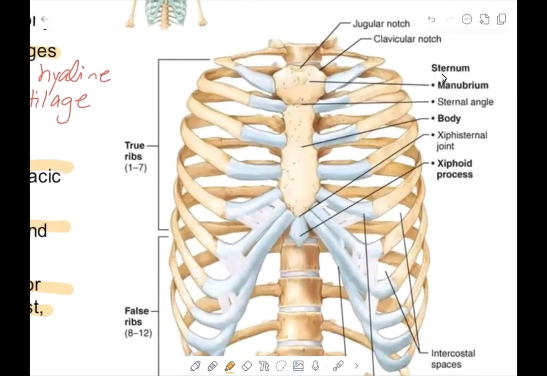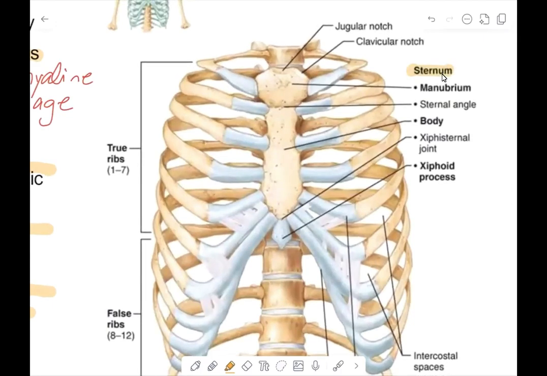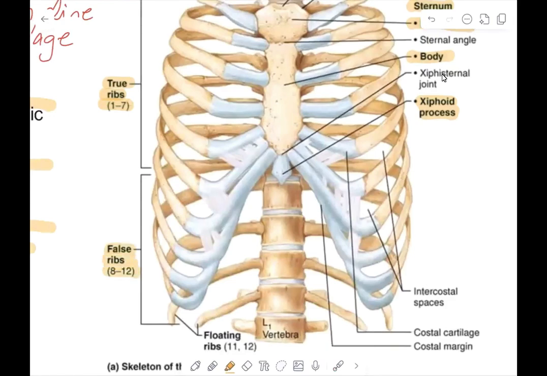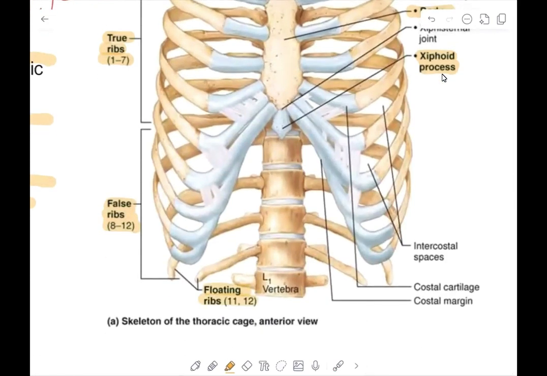So when we zoom in here, we can see the sternum has 3 main parts to it. The manubrium, which is this region here. Then there is the body of the sternum, which is this region here. And then at the base of it is a region called the xiphoid process. Attached to the sternum is the true ribs, which are ribs 1 through 7. And they're called true ribs because they have a direct attachment to the sternum. Then there's the false ribs, which are 8 through 12. And of those, 2 of them are the floating ribs.